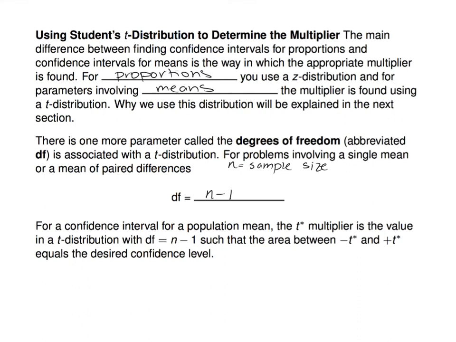And for a confidence interval for a population mean, the t-star multiplier is the value in a t-distribution with the appropriate degrees of freedom, such that the area between negative t-star and positive t-star is equal to the confidence level. So if you want 95% confidence, this area in here is 0.95. The multiplier is the value of t such that that occurs. And the difference between this and a standard normal distribution or a z-distribution is that these tails don't go down as quickly.